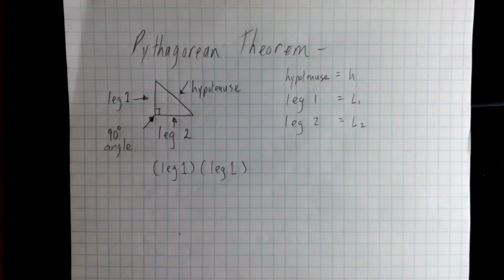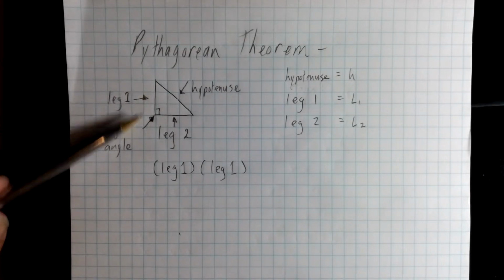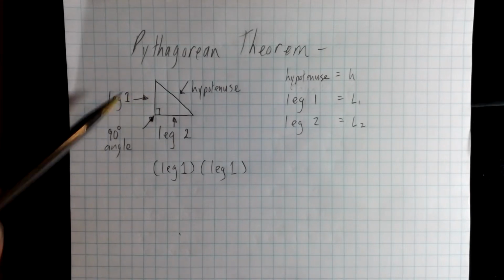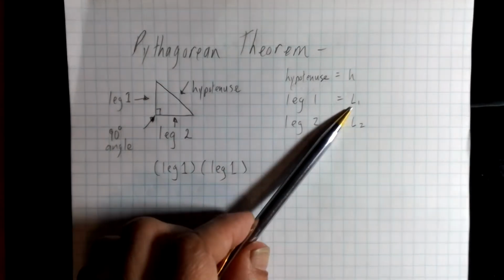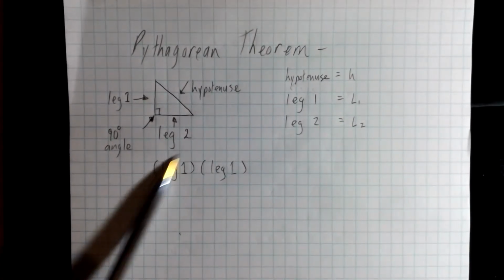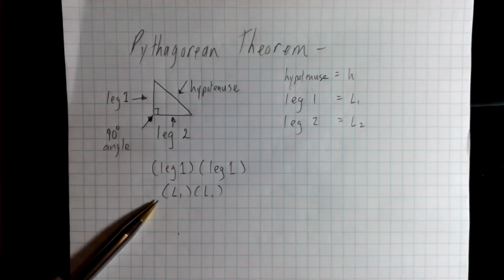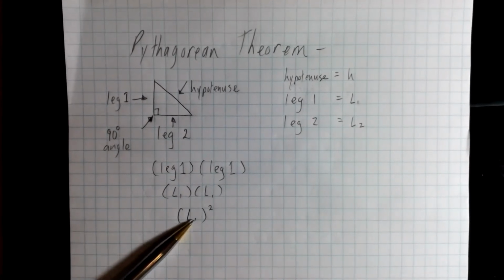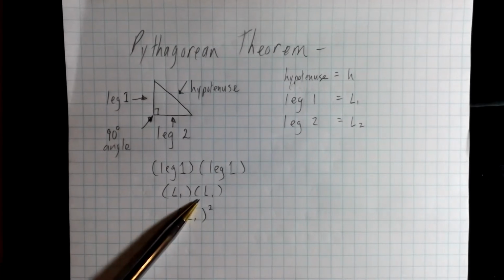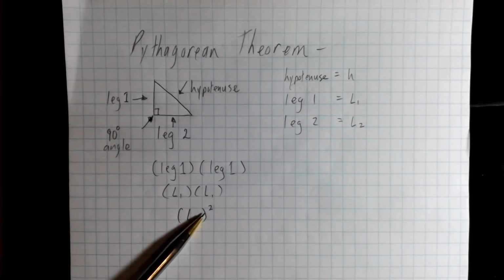Now we're going to start by multiplying the length of leg 1 by itself. So we're going to have leg 1 times leg 1. And since I'm using L1 to represent leg 1, I'll write this as L1 times L1, or I could just call it L1 squared. L1 times L1 is the same as L1 squared.